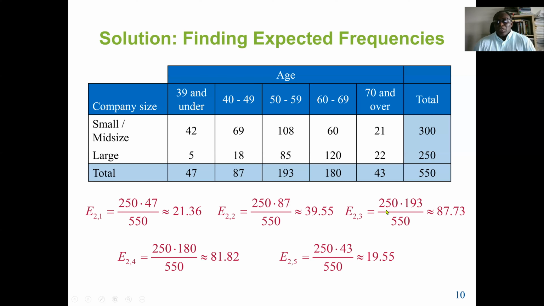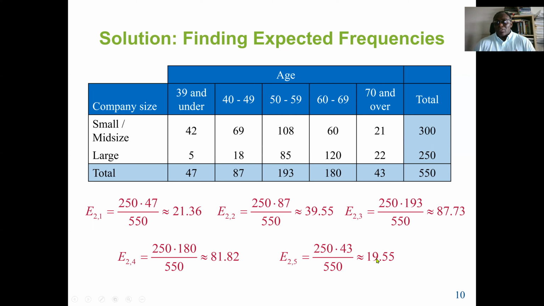Then we're still on the second row, third column. So E23: the second row is 250, and this time the third column is 193. So 250 times 193 divided by 550 gives us 87.73. Then we move to the fourth column, still on the second row. The second row sum is 250, and the fourth column sum is 180. So 250 times 180 divided by 550 gives me 81.82. And the last cell is the second row, 5th column. The second row sum is 250, the 5th column sum is 43. So 250 times 43 divided by 550 gives us 19.55.